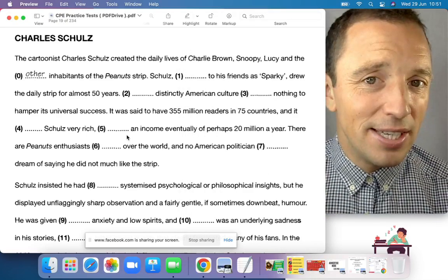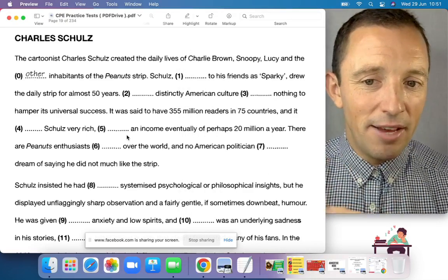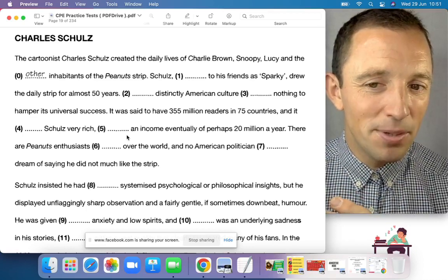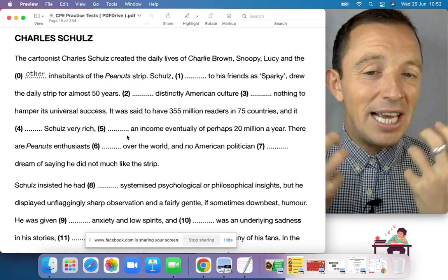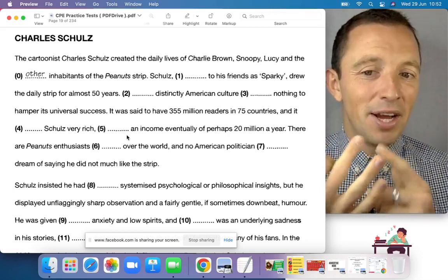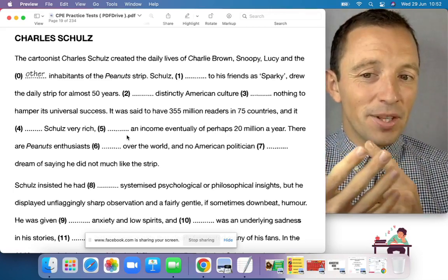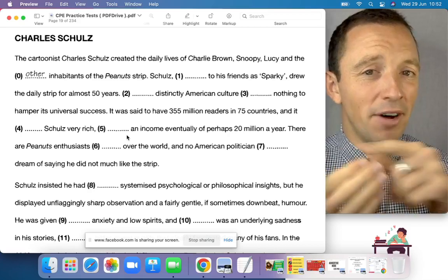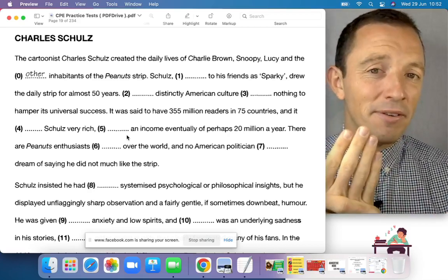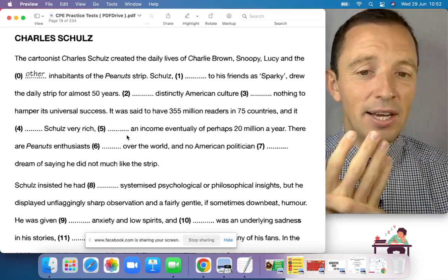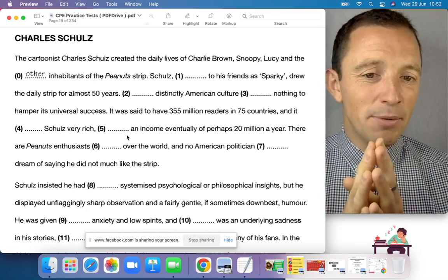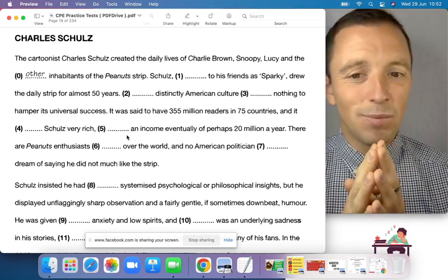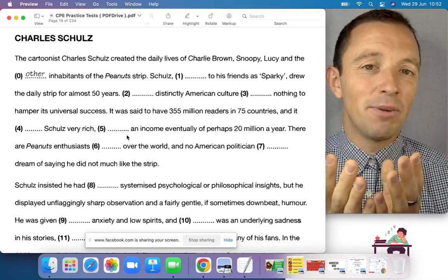Maybe you have a different idea. Number five, an income eventually of perhaps. So number five is flexible because it could be receiving an income, making an income, earning an income, generating an income. So for me, number five is very, very flexible. I have four or five possible answers for number five. Making an income eventually of perhaps something, generating an income, earning an income. Let's stick with number five, earning.